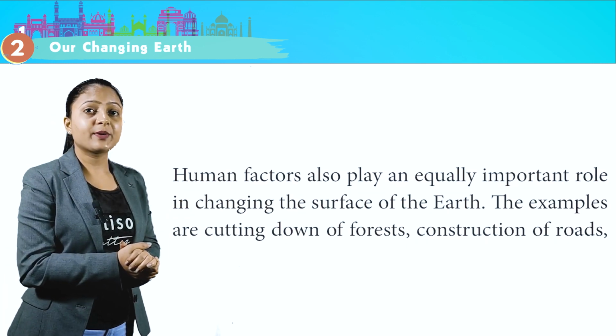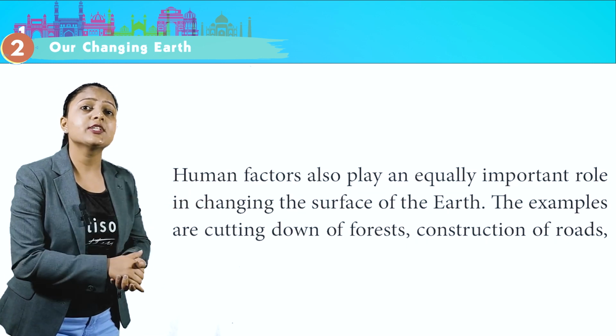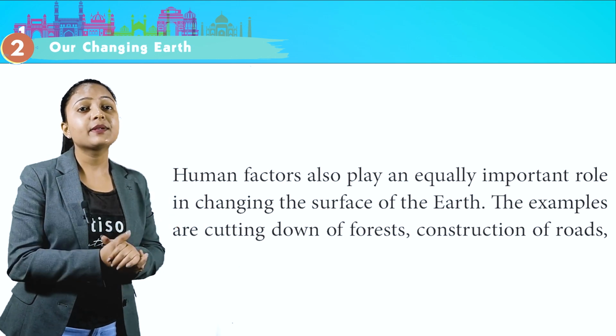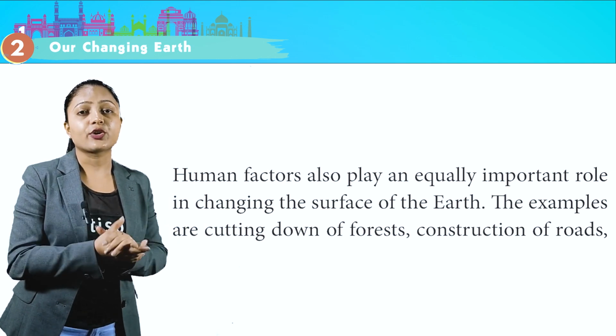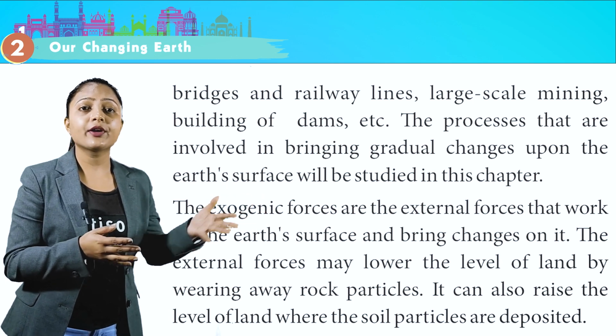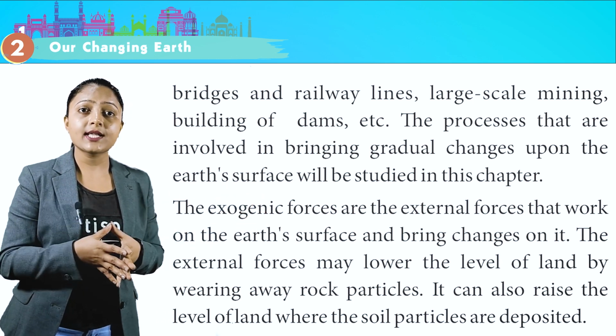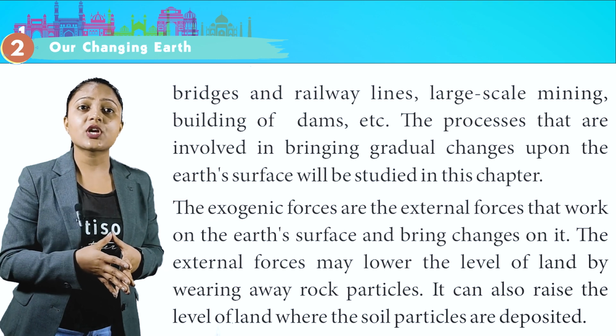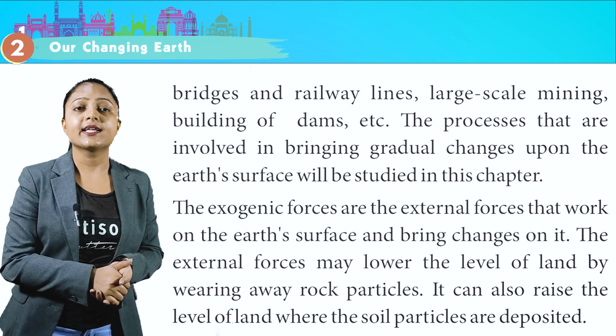Human factors also play an equally important role in changing the surface of the earth. Examples are cutting down of forests, construction of roads, bridges and railway lines, large-scale mining, building of dams, etc. The processes involved in bringing gradual change upon the Earth's surface will be studied in this chapter.